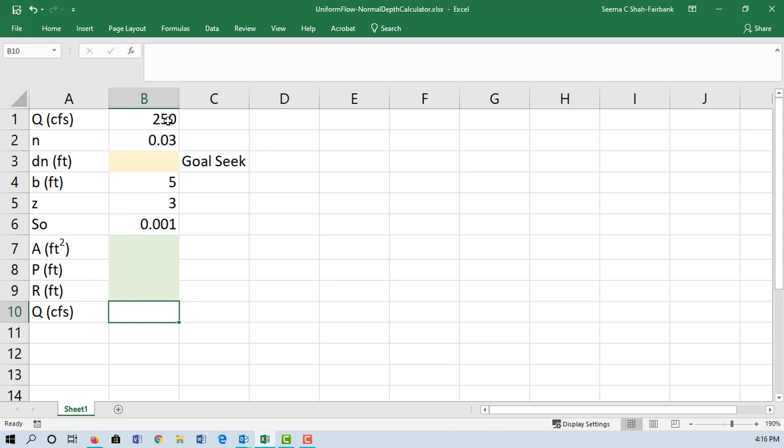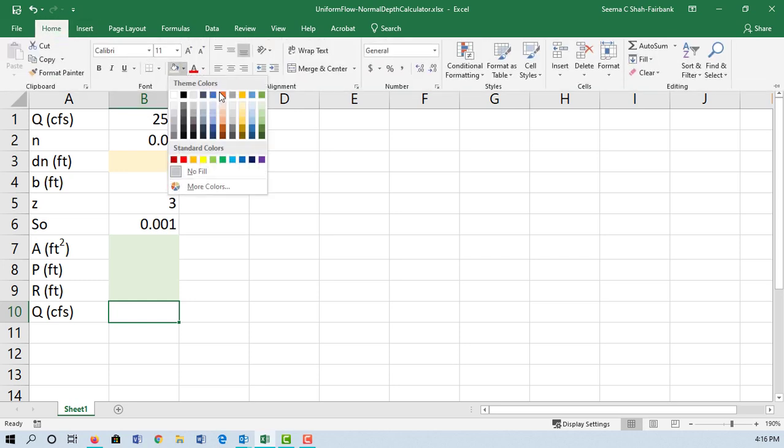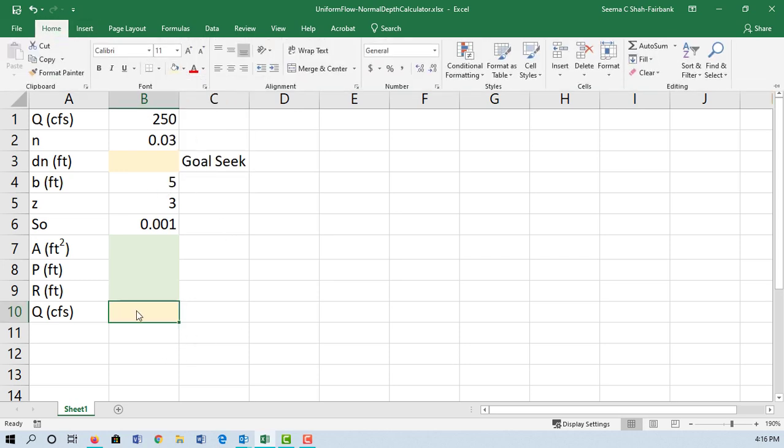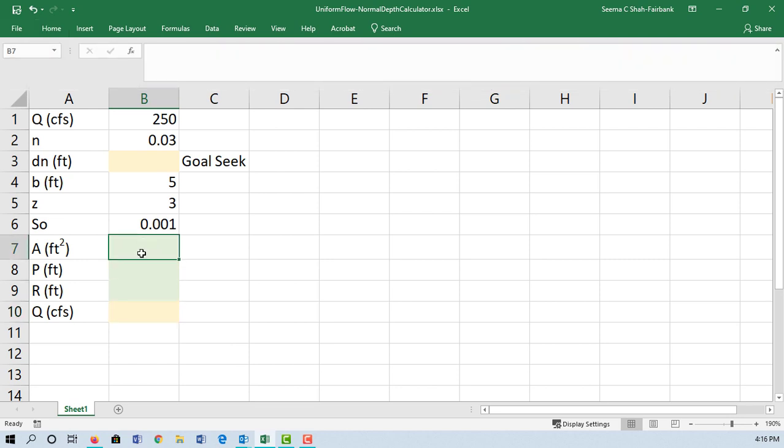Our flow rate needs to be 250. This is going to be associated with our GoalSeek, but it's also a calculation. So we're going to put in our area. Our area for a trapezoidal channel is our base width times our depth plus our Z times our depth squared. Now you'll notice you're getting 0. So let's put a dummy variable in for normal depth of 1. It'll give us our area.